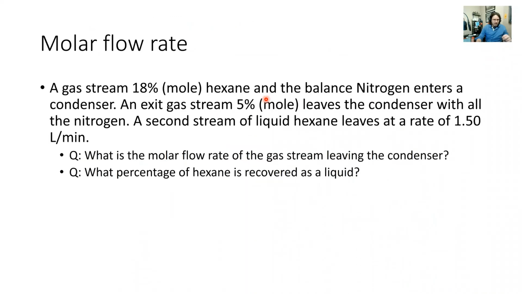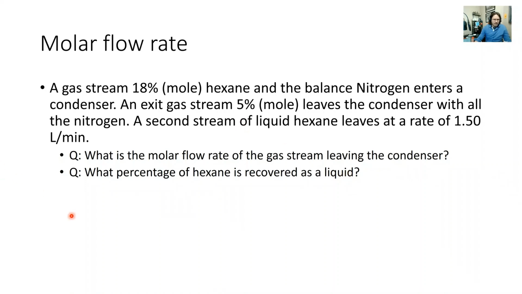Excuse me. So we're going to take a look at this problem next, and this one's right out of the Felder and Rousseau book as well. A gas stream, which is 18% by mole hexane and the balance nitrogen, so it's a combustible gas and an inert gas mixed together, enters a condenser. An exit gas stream leaves the condenser with all the nitrogen, and a second stream of liquid hexane leaves at a rate of 1.5 liters per minute.